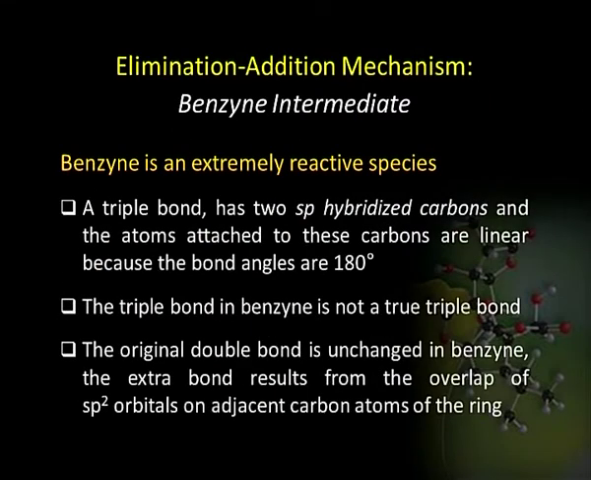The benzyne intermediate is a very reactive species. A normal triple bond has two sp hybridized carbons, and the atoms attached to these carbons are linear because the bond angles are at 180 degrees. But the triple bond in benzyne is not a true triple bond, and the original double bond is unchanged in benzyne. The extra bond results from the overlap of sp2 orbitals on adjacent carbon atoms of the ring.